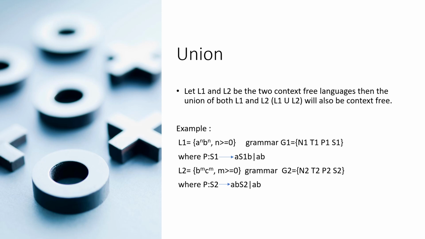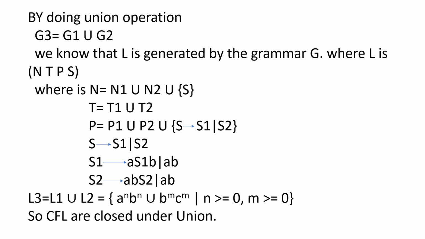a S1 b or ab. The language L2 is equal to b power n c power n, where n is greater than or equal to 0. It also has a grammar G2 equal to (N2, T2, P2, S2), which is the same as grammar 1, where the production S2 derives b S2 c or bc. By doing the union operation, we will get a resultant grammar. Let it be G3. G3 is equal to G1 union G2.